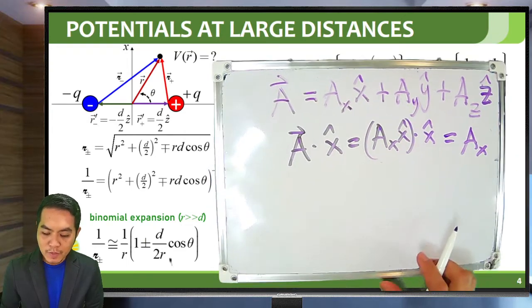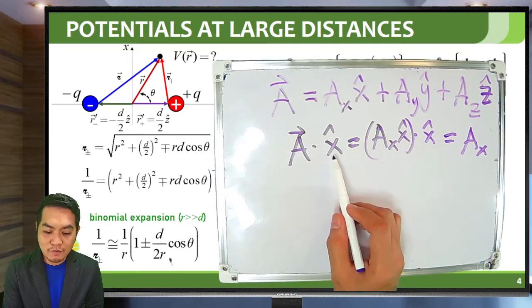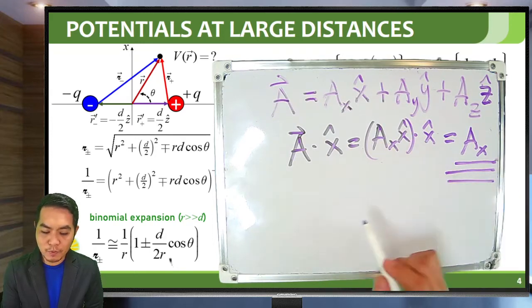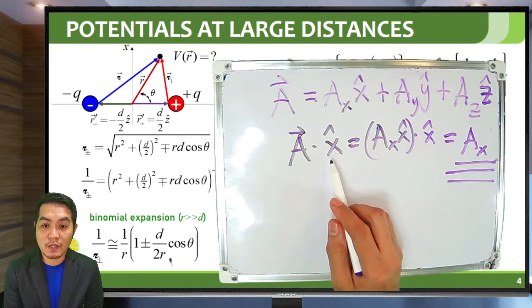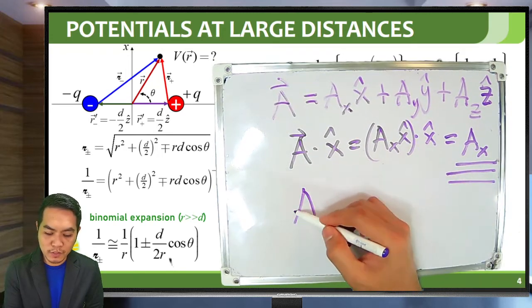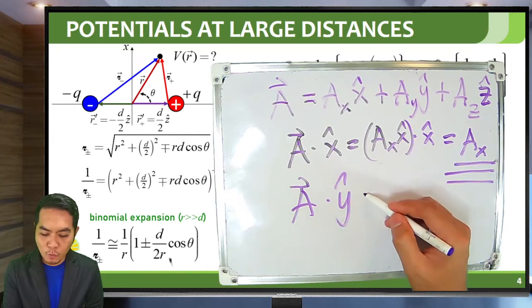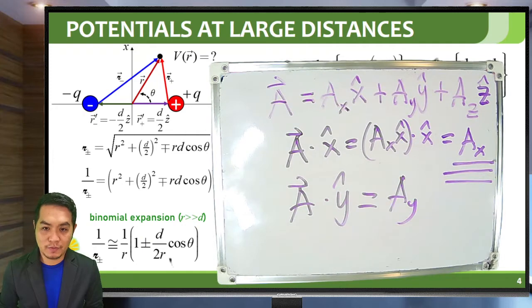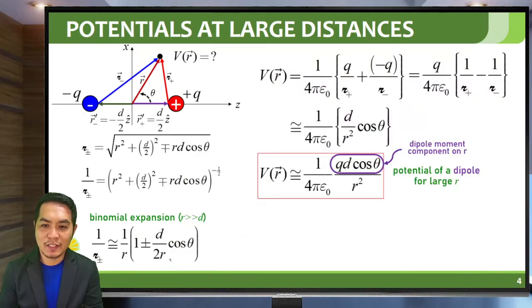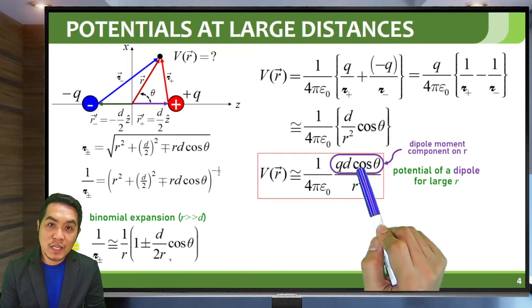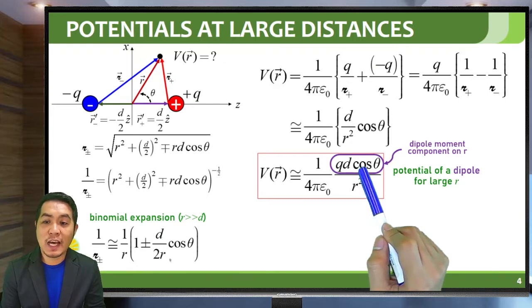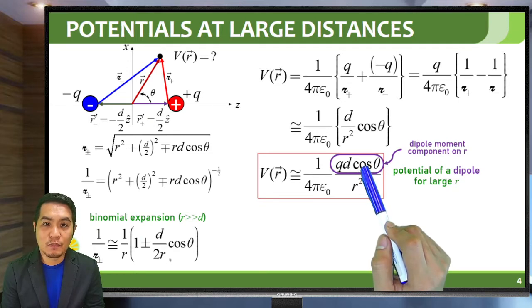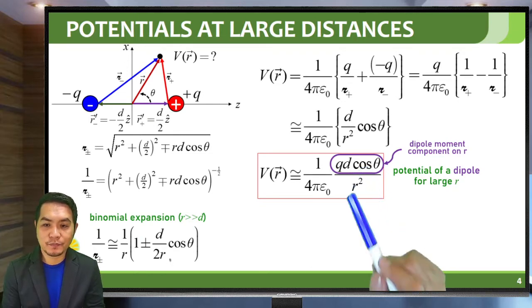So basically, if you dot a vector with a unit vector, you get its component. If you dot it with the x unit vector, you get the x component, and if you dot the vector with the y hat unit vector, you get the y component. That's what I mean here. So since you dot P with r hat, this is the dipole moment component along the r hat axis, something like P sub r, P dot r hat.